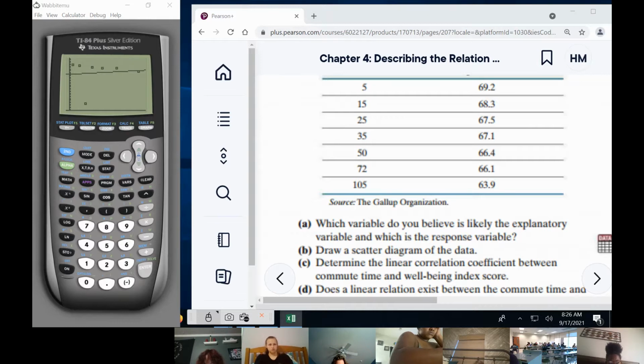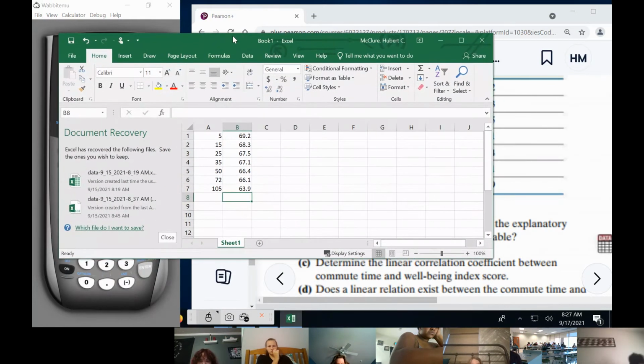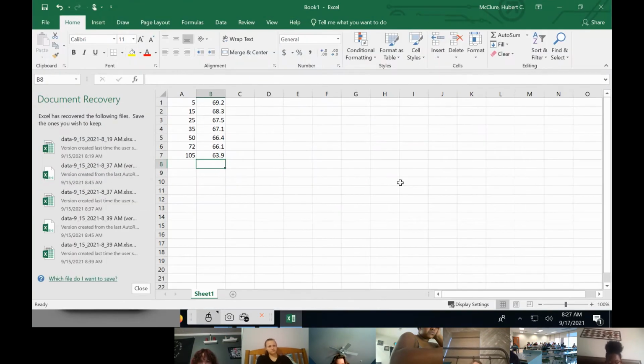69.2, 68.3, 67.5, 67.1, 66.4, 66.1, and 63.9. And pull this back over for the people at home. So there is my Excel.